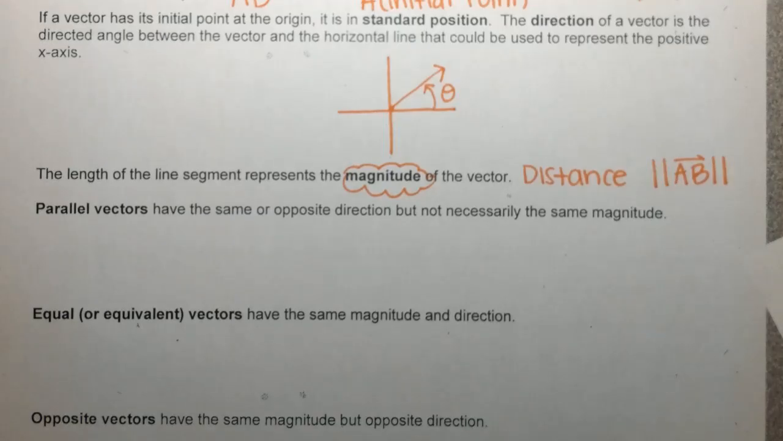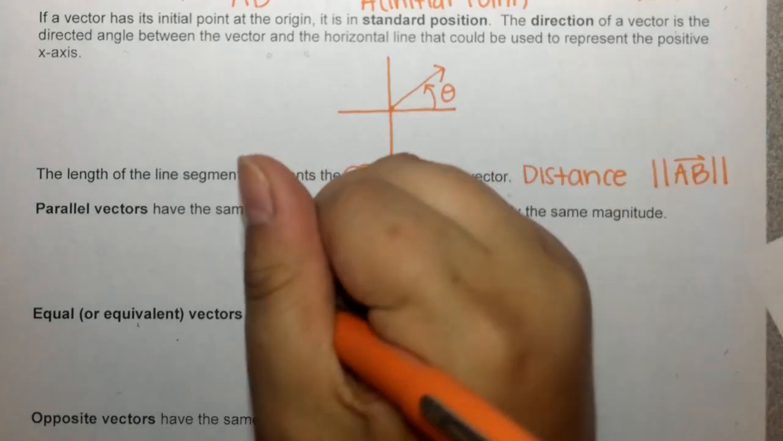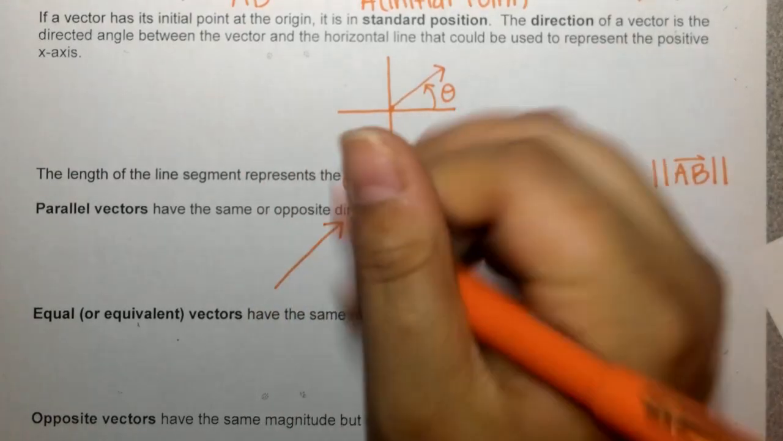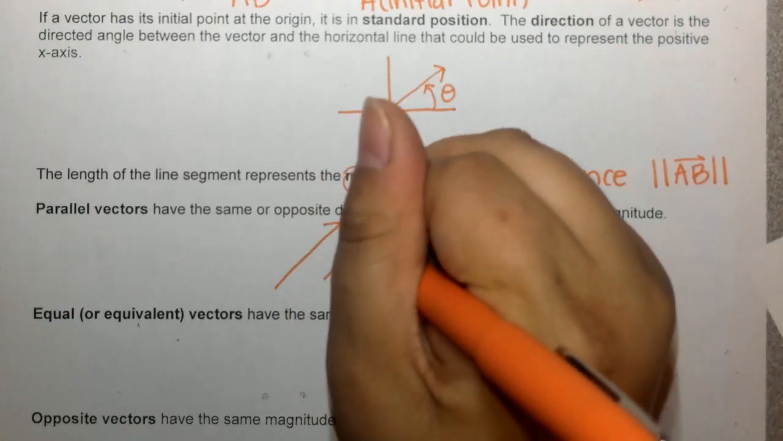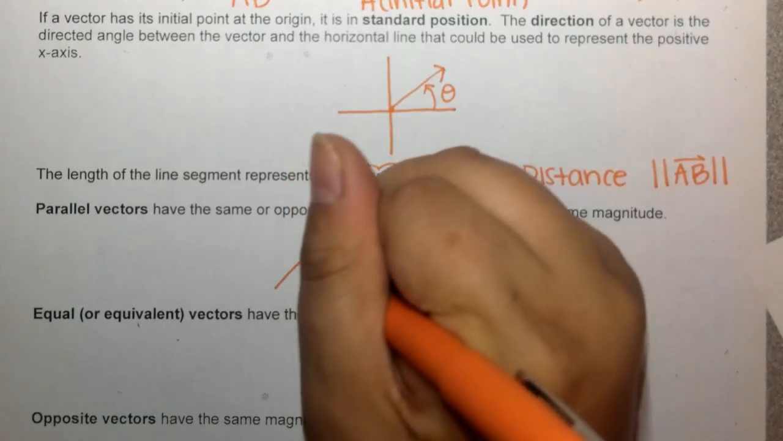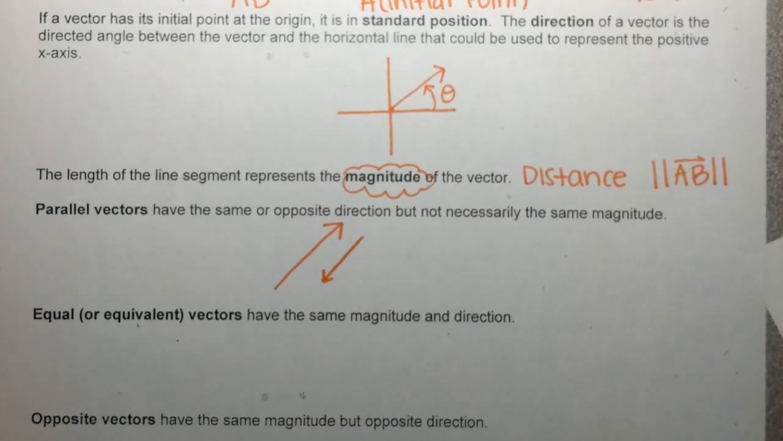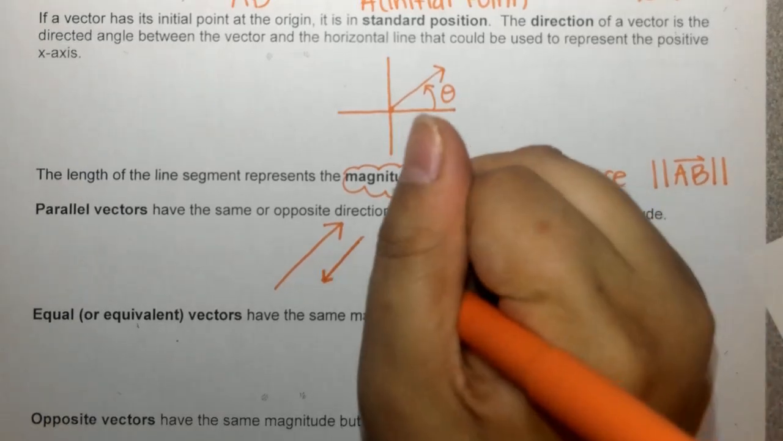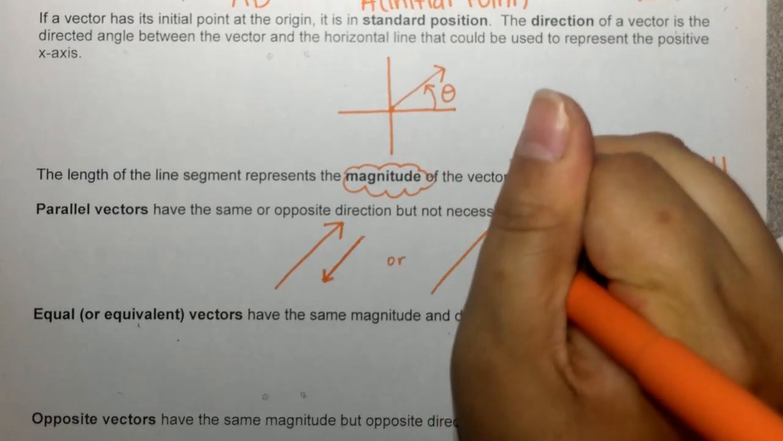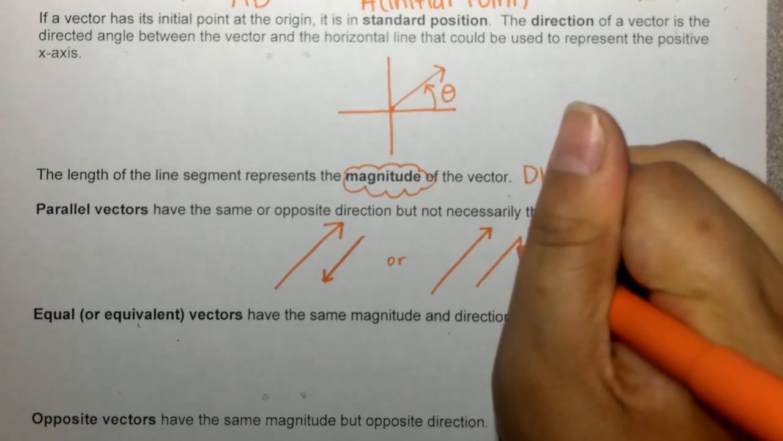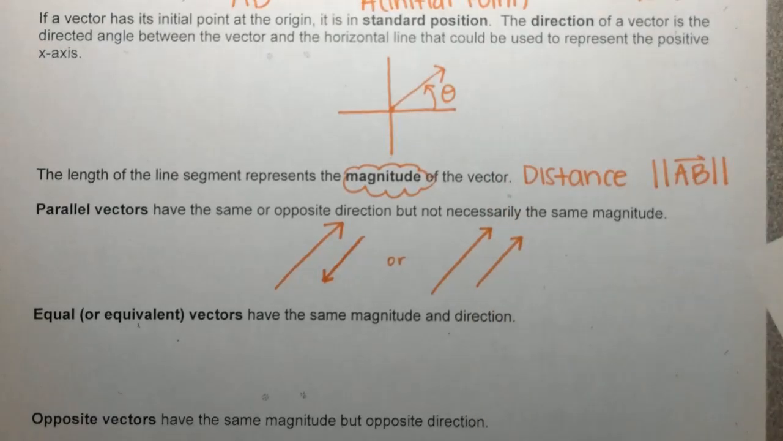There are three types of vectors we will talk about. Parallel vectors have the same or opposite direction, but not necessarily the same magnitude. So I could have a vector going this way and a vector going that way, but they are not the same length. I could also have a vector going the same way, but not the same length.